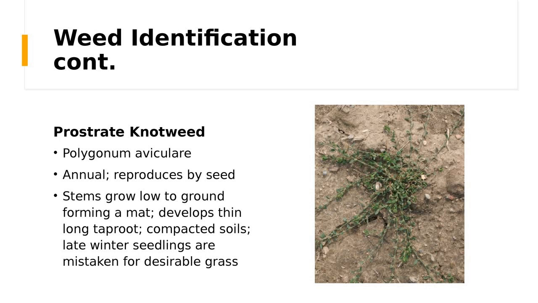This is prostrate knotweed, Polygonum aviculare. It's an annual. It reproduces by seed. The stems grow low to the ground, forming a mat. It develops thin, long taproot. It's indicative of compacted soils. It does not mind compacted soils, and it does well there. Late winter seedlings of this plant can be mistaken for desirable grasses.